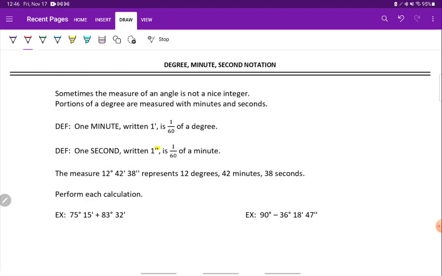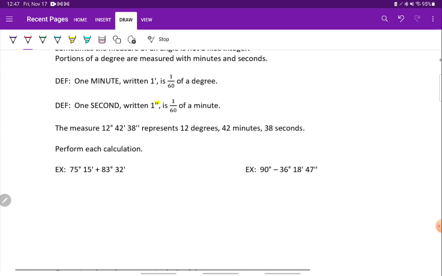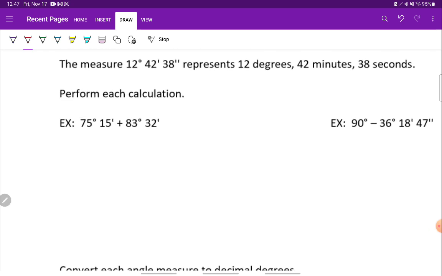That notation represents 12 degrees, 42 minutes, and 38 seconds. Again, this notation is just a different way to represent a portion of a degree rather than using a decimal. Let's perform some calculations on angle measures in this degree, minute, second notation. And we frequently abbreviate degree, minute, second notation DMS. You might even notice a DMS button on your calculator.